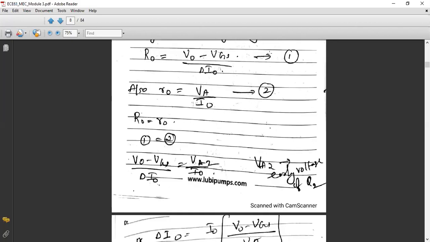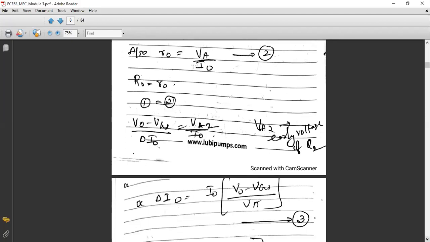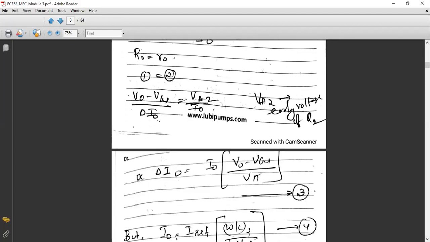I have equated the right hand side, and from some mathematical rearrangement I will get this equation. How have I done this? I have taken I0 to the left hand side. So I0 into V0 minus VGS divided by VA will be the change in output current. How did this change in output current happen? Because of the change in output voltage. How does the output voltage get changed? By a factor of VGS. Either VGS may increase or VGS may decrease.